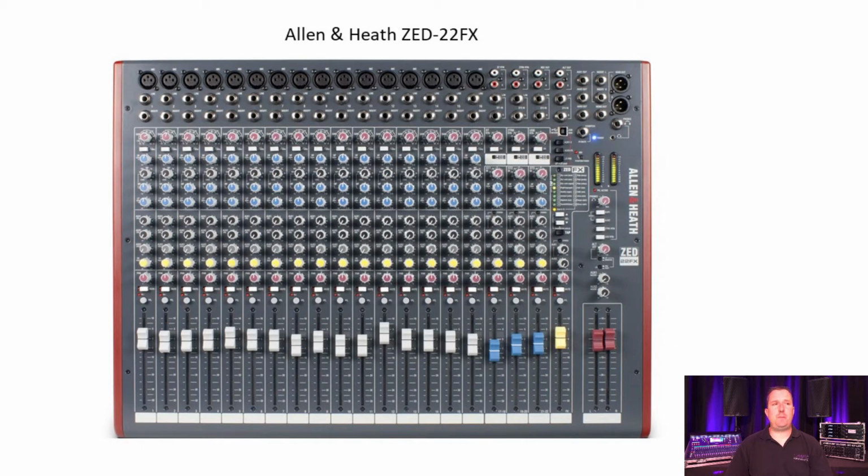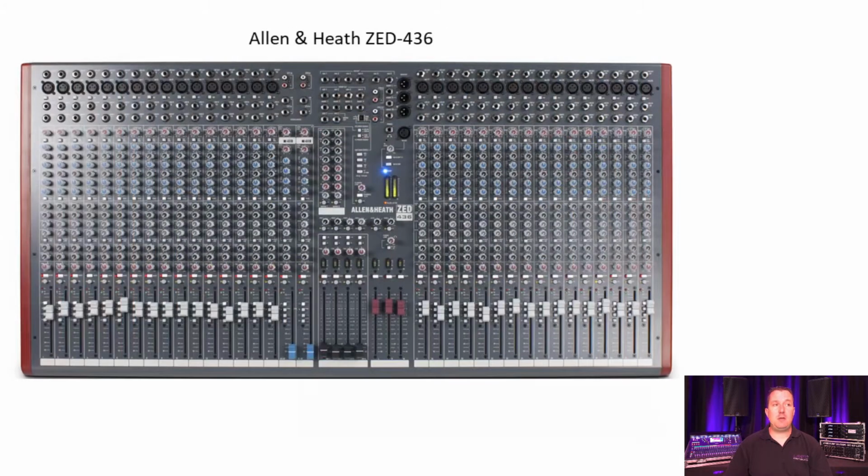The next example is the Allen & Heath Z22 effects that has all the same functions as the Z12 effects but features a lot more channels with 16 mono inputs and 3 stereo inputs. The following mixing console is the Allen & Heath Z436. This mixer features 32 input channels, a bigger EQ section, 6 auxiliaries, as well as 4 group outputs. Right, that gave you a good idea of what the different analog mixers look like.